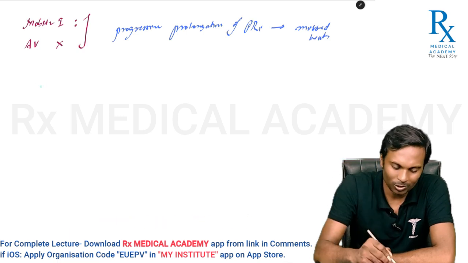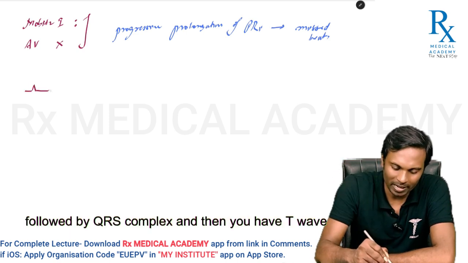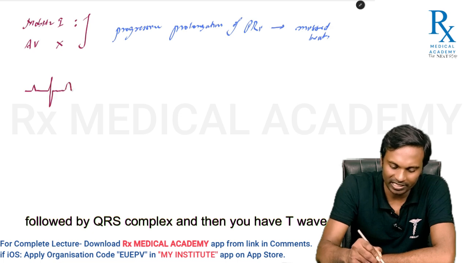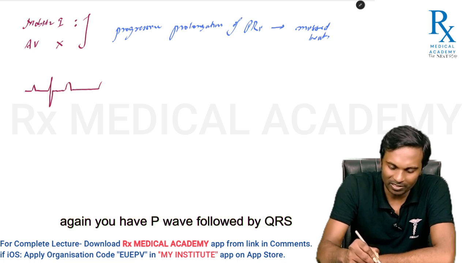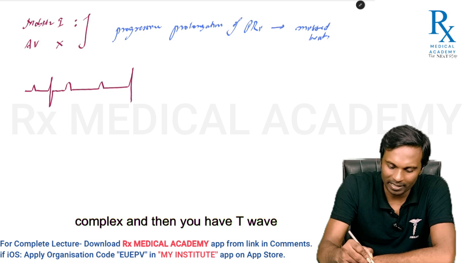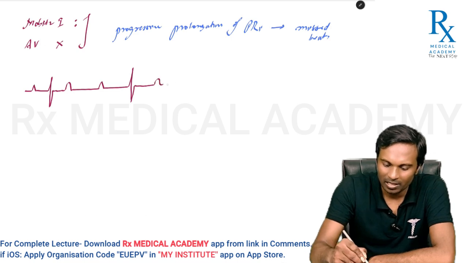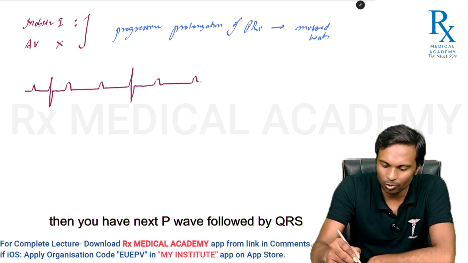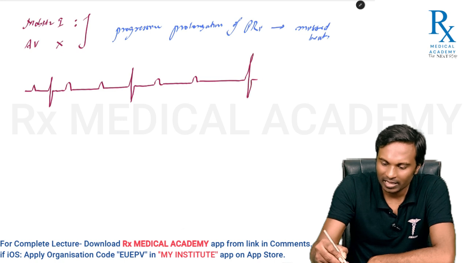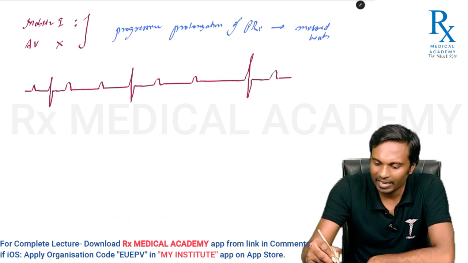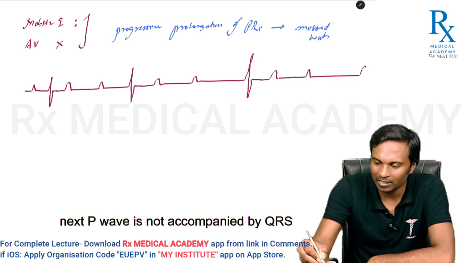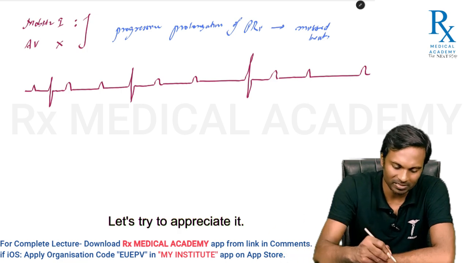Let's draw it. So you have P wave followed by QRS complex, and then you have T wave. Again, you have P wave followed by QRS complex, and then you have T wave. Then you have next P wave followed by QRS complex, and then you have T wave. But next P wave is not accompanied by QRS complex. Let's try to appreciate it.